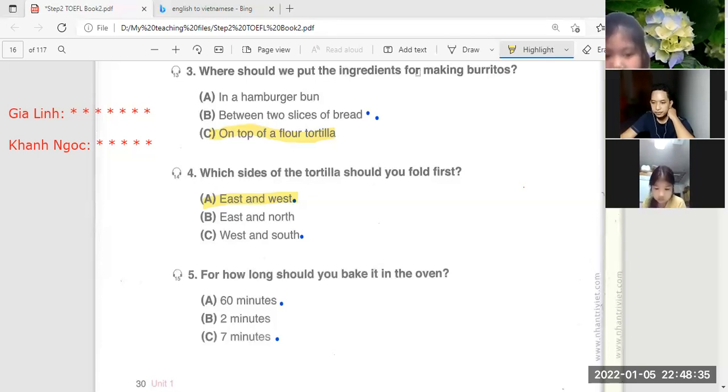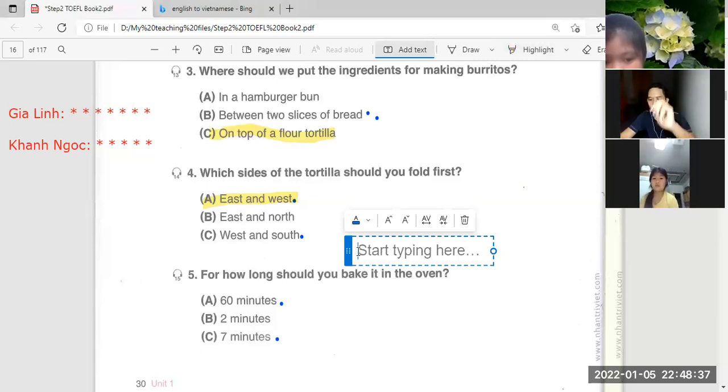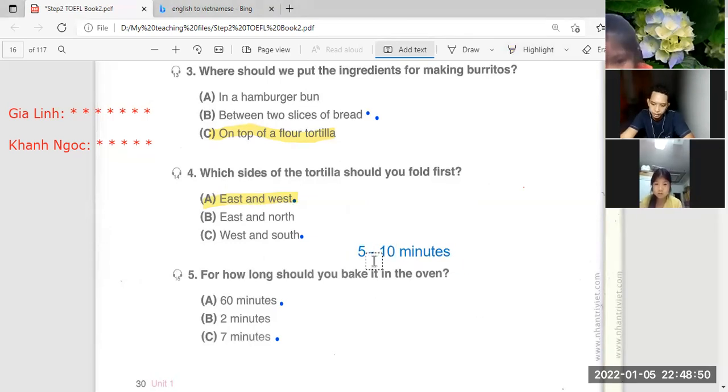Okay, 5 to 10 minutes. Sorry, 5 to 10 minutes. So, between 5 to 10 minutes, it is C, 7 minutes. Okay, 7 minutes. All right.